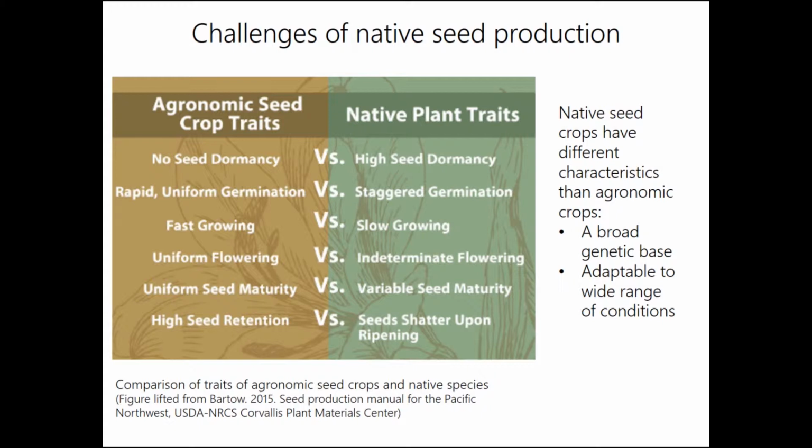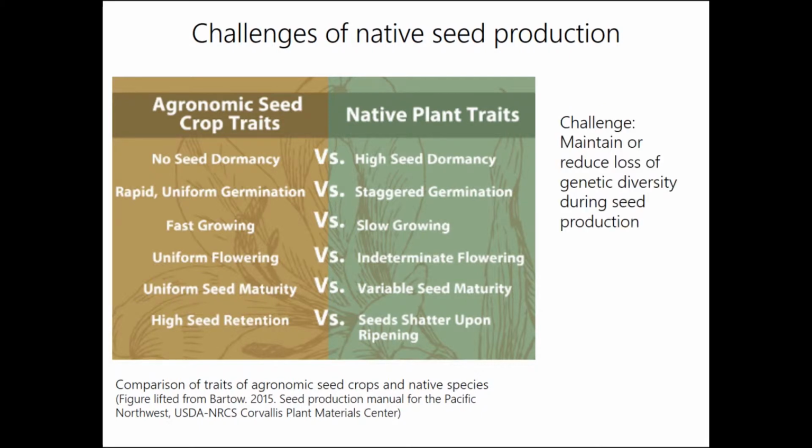As you can see on that image here, agronomic seed crop traits possess no dormancy, they have uniform germination, they're fast growing, they have uniform flowering, high seed retention, and uniform seed maturity. Whereas if you have native plants, oftentimes you have high seed dormancy, your germination is staggered, so they're not uniform, they're slow growing, they have indeterminate flowering, they have variable seed maturity, and they shatter upon ripening.